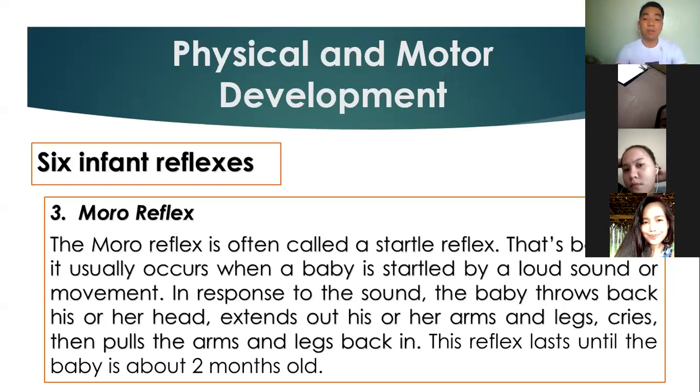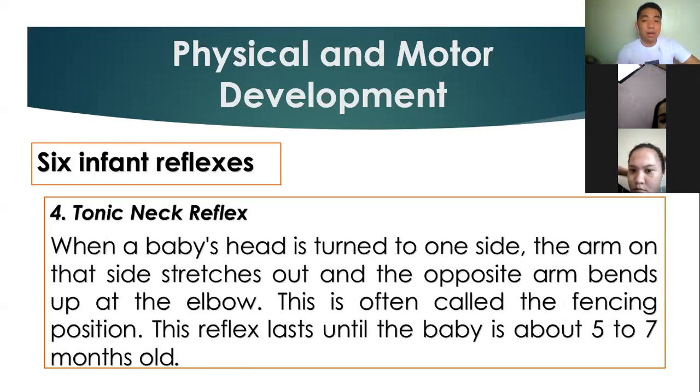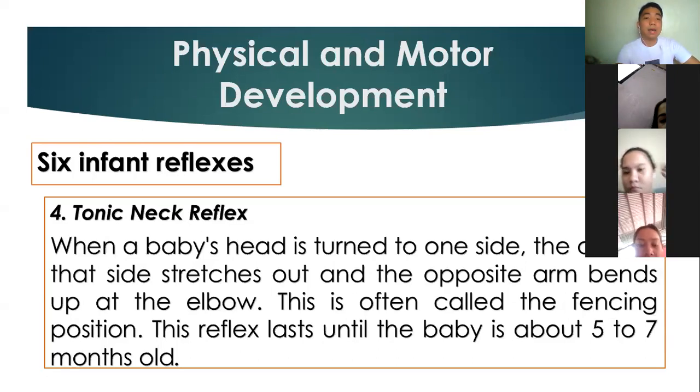Don't worry, I'll give you a picture at the end of this one. We also have the tonic neck reflex. When a baby's head is turned to one side, the arm on that side stretches out and the opposite arm bends up at the elbow. This is often called the fencing position. This reflex lasts until the baby is about 5 to 7 months old.